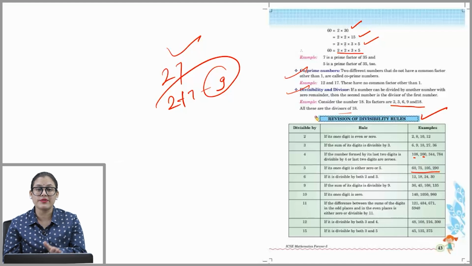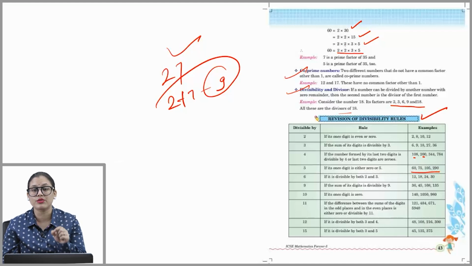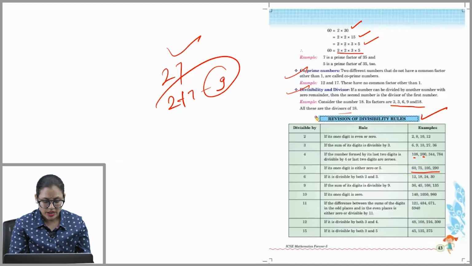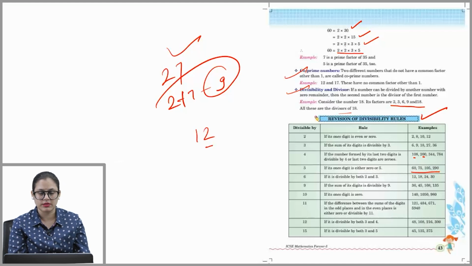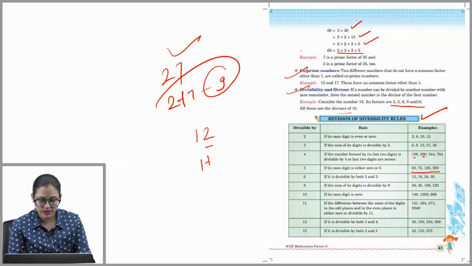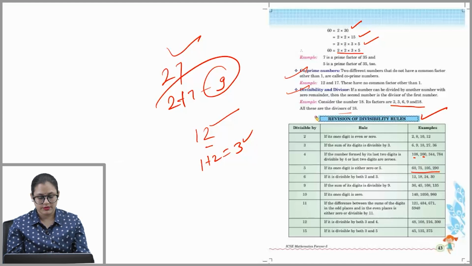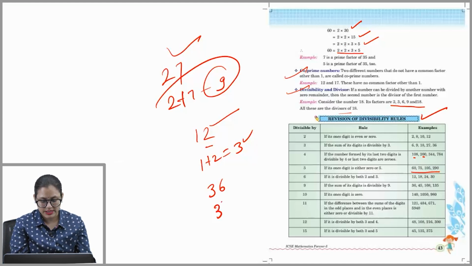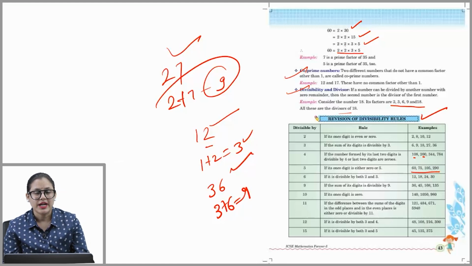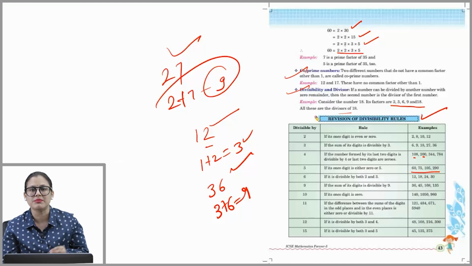6: if it is divisible by 2 as well as by 3. Okay. For example, 12. 12 is divisible by 2 because it's an even number, and it is divisible by 3 also. So, the number 12 is divisible by 6 also. Okay. 9: if the sum of its digits is divisible by 9. For example, we have a number 36. 3 plus 6 is 9. 9 is divisible by 9, therefore 36 is also divisible by 9. 10: if its one's digit is 0, this is the simplest of all. If the one's digit is 0, that means it is divisible by 10.